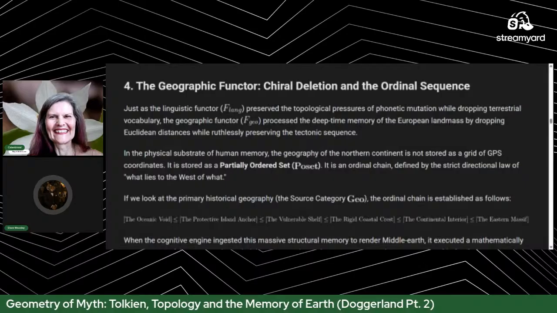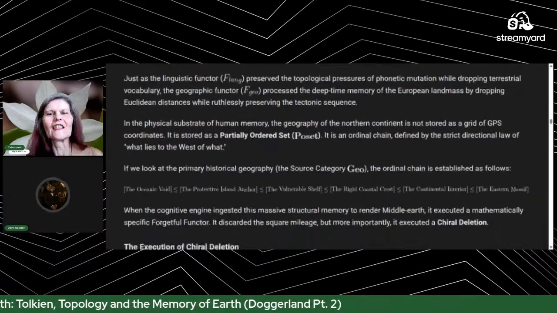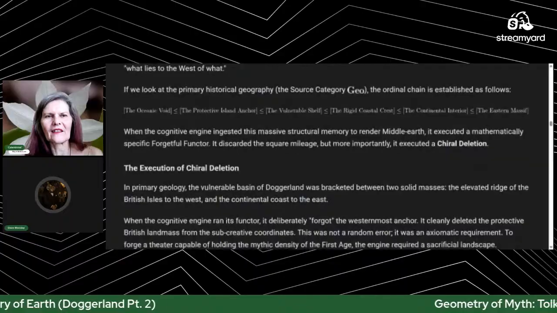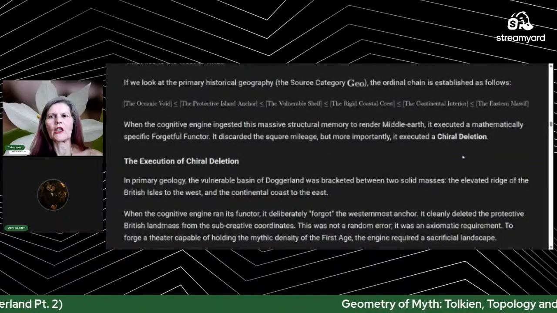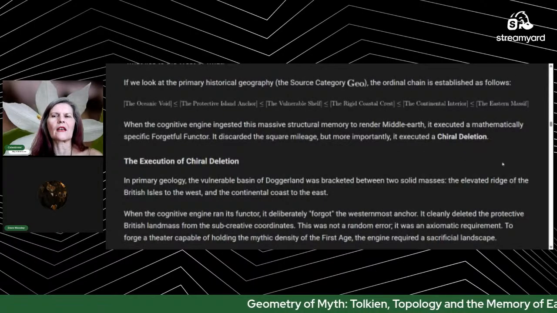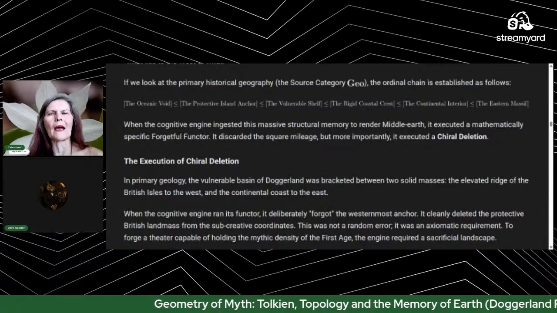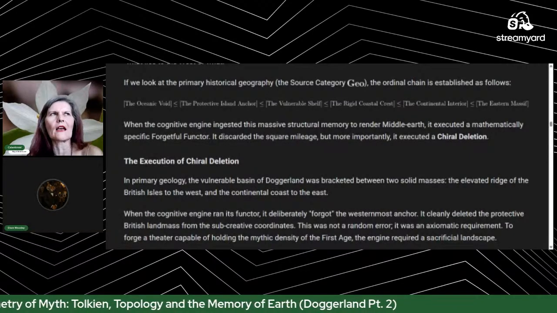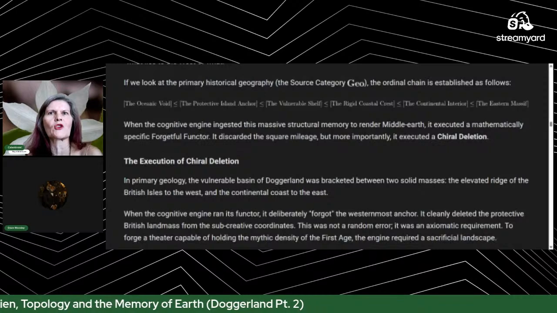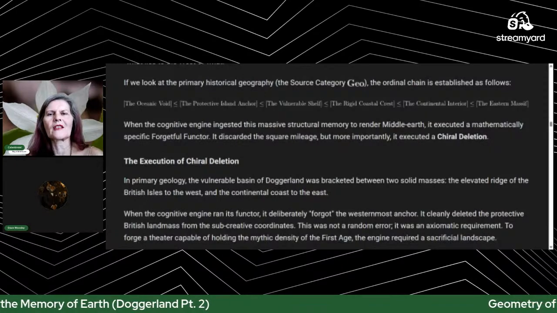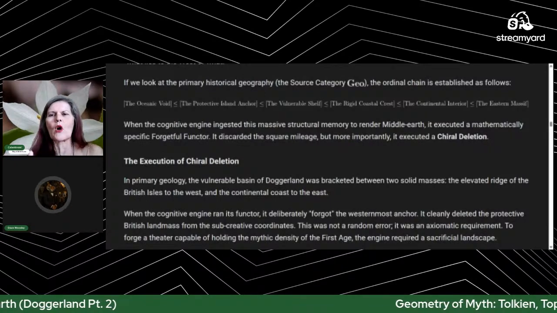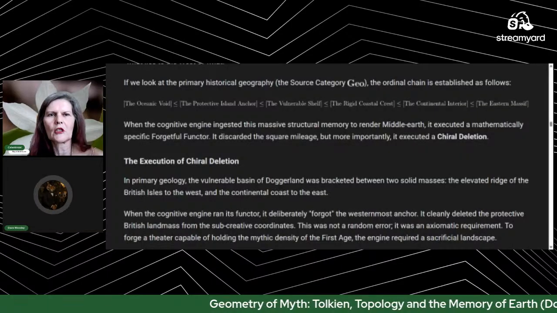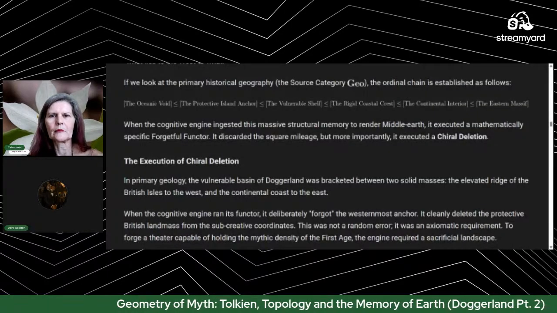I'm not going to read all this because you can look at it and read it, but basically the oceanic void is to the west of the protective island anchor and so forth. I think that most people that have seen mapping of Tolkien know the order of everything. And we don't have the geometric measurements, but it's not necessary because you just know that one is locationally in whatever direction. Exactly, yeah, that's the point here.